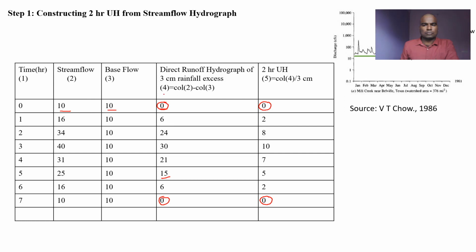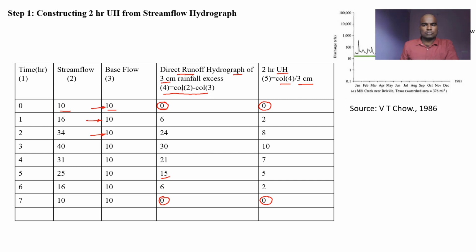Okay, so column 4. Here I have written the formula for how we got this. Column 4 will be column 2 minus column 3. Column 2 is the stream flow and column 3 is the base flow. By deducting element-wise we get these values. Now to get a 2-hour unit hydrograph, we need to divide column 4 by 3 centimeter, because this is a direct runoff hydrograph which resulted from the 3 centimeter rainfall excess.